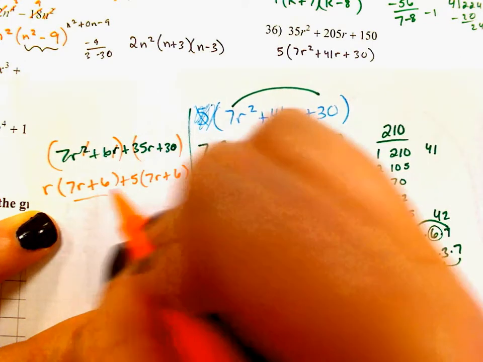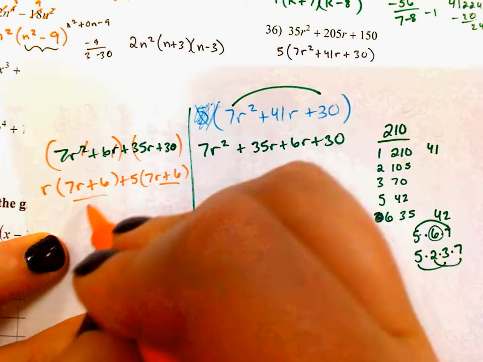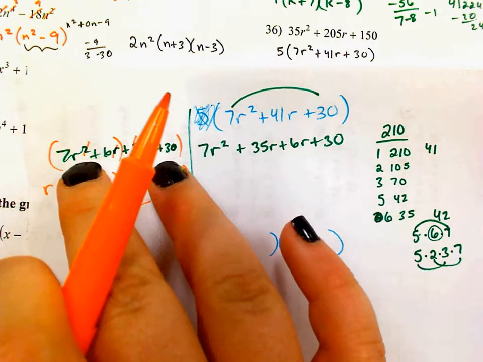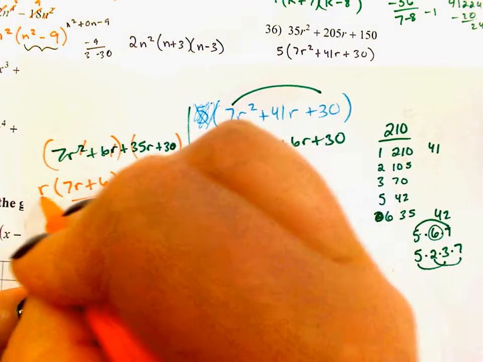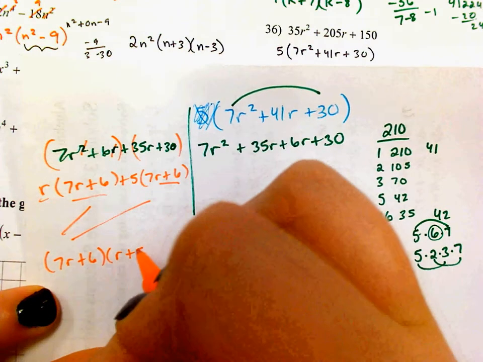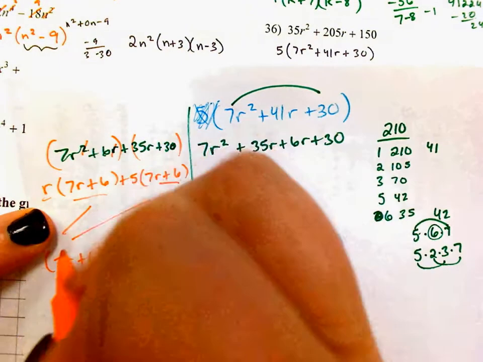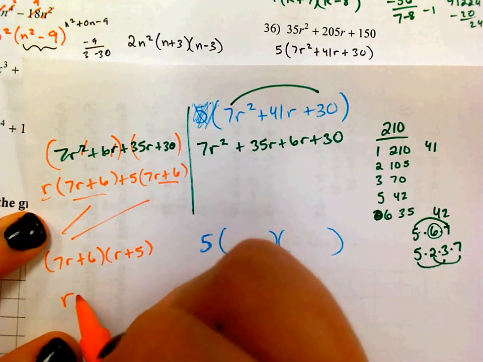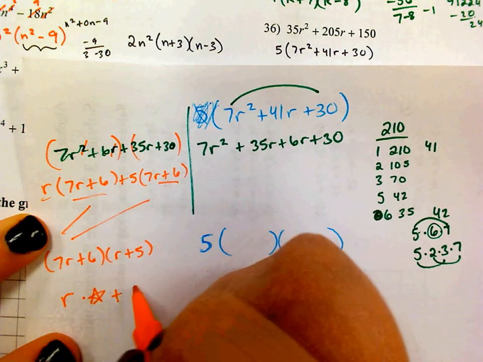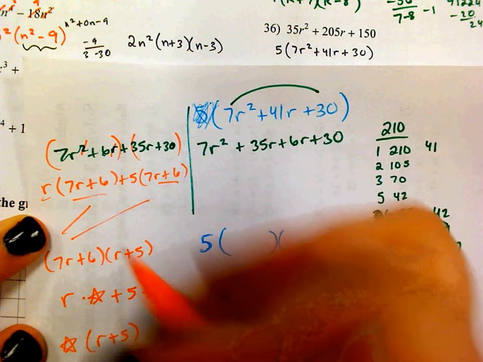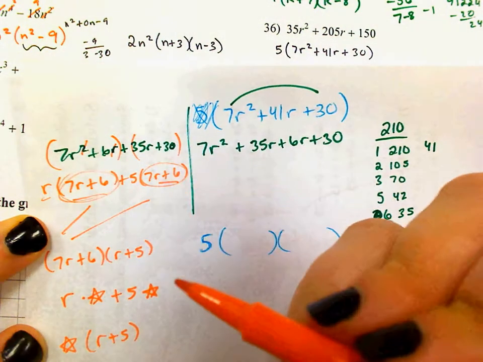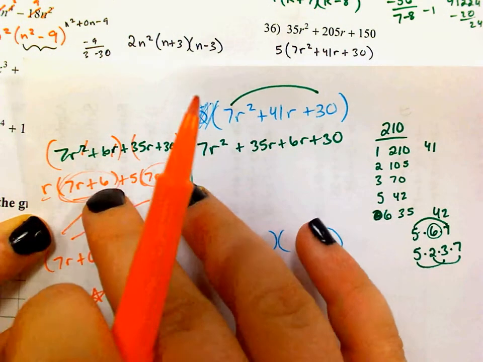So what you do is you factor out that quantity, 7r plus 6, and you're left with r plus 5. Because remember, if you had r times a star plus 5 times a star, and you factored out the star, you'd be left with r plus 5. Well, that star happens to be the quantity 7r plus 6. So even though it's two quantities, you can still factor it out into one.